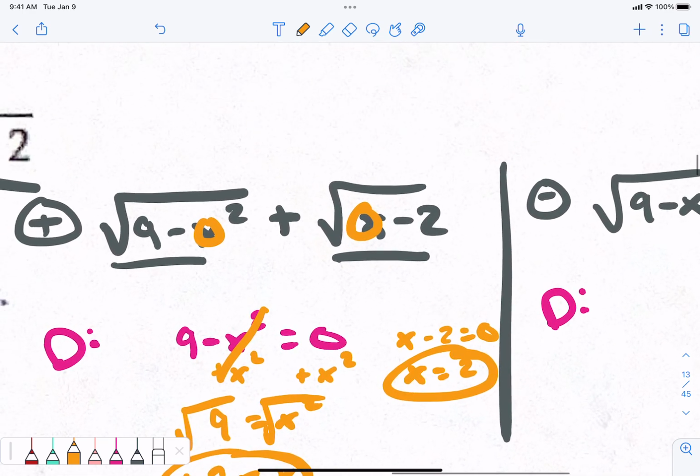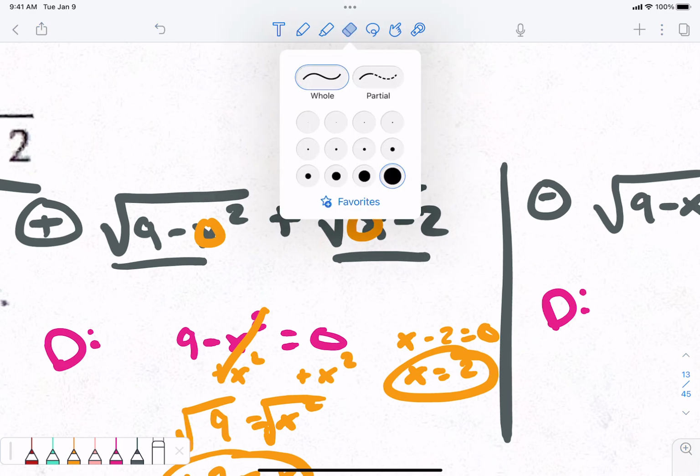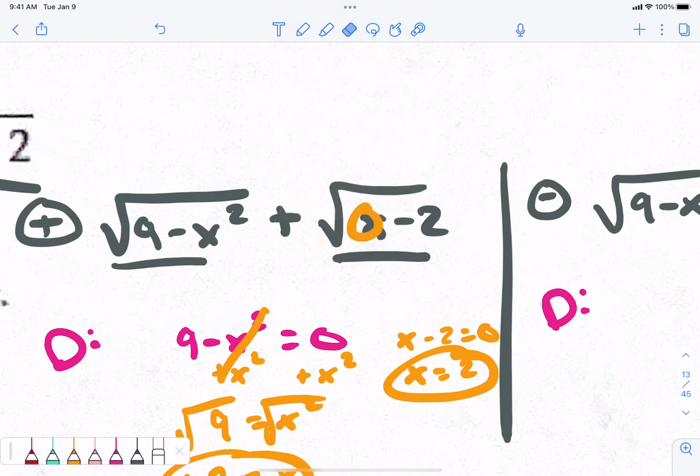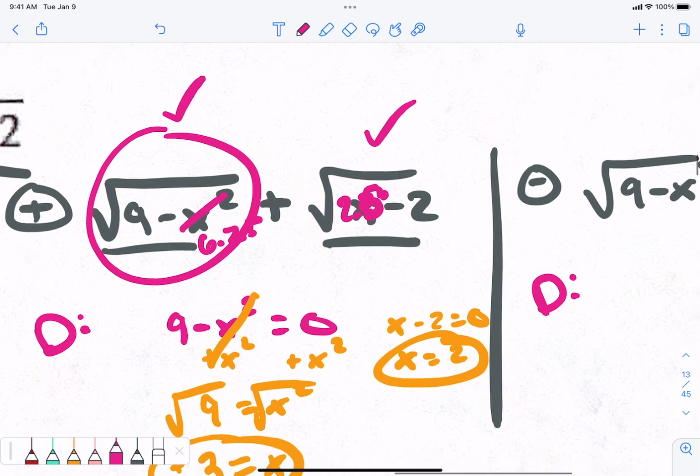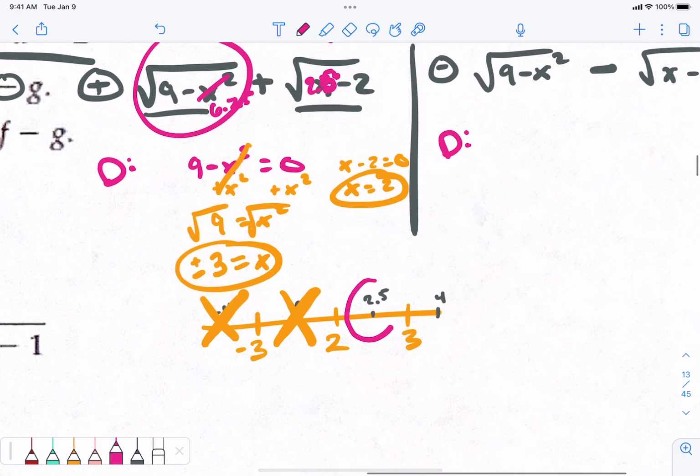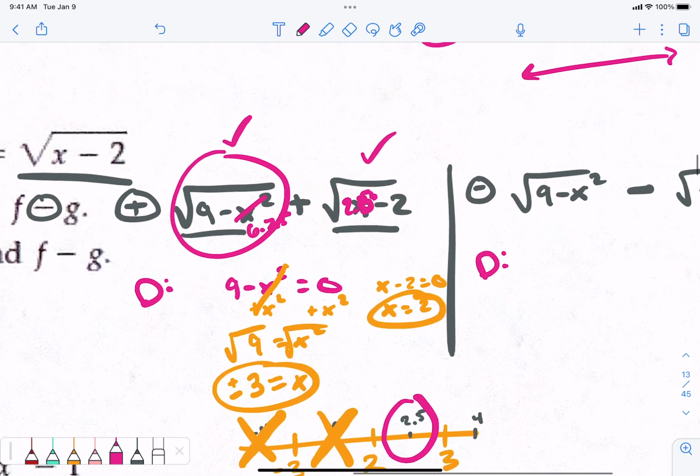Okay? Now 2.5. Let's go back to 2.5 here. Do you know what 2.5 squared is? 6.25. Okay? So 9 minus 6.25 is going to be a positive number. That's okay. Good. And 2.5 minus 2 is 0.5. Can I take the square root of 0.5? Yeah, it's ugly, but it works, right? So I can have these numbers. Okay, and then let's plug in a positive 4.